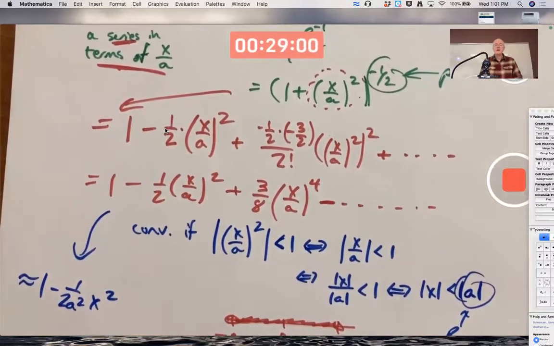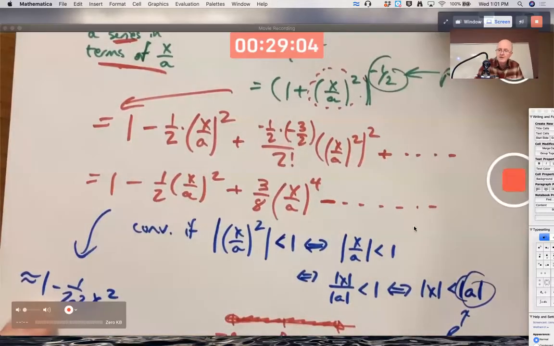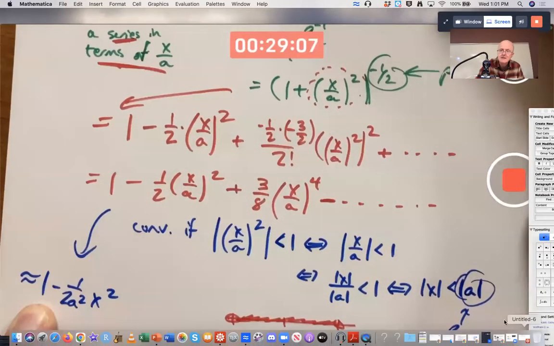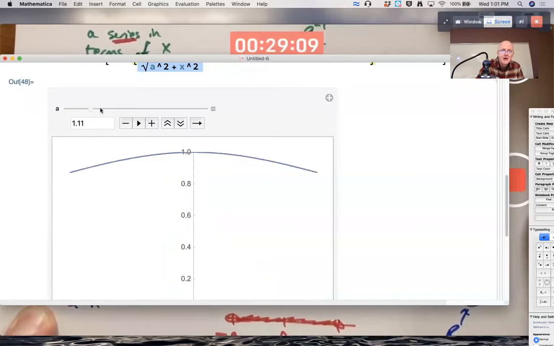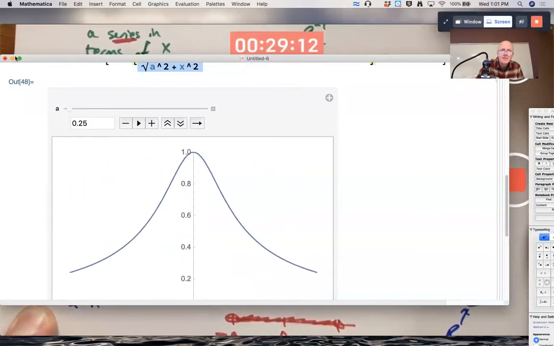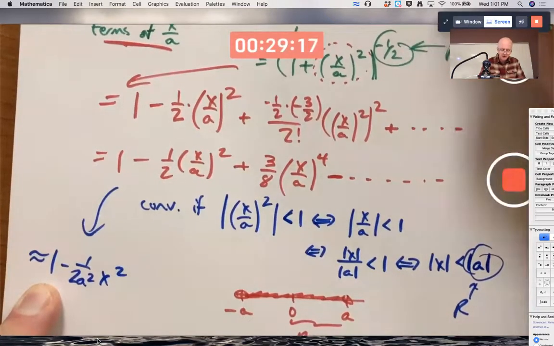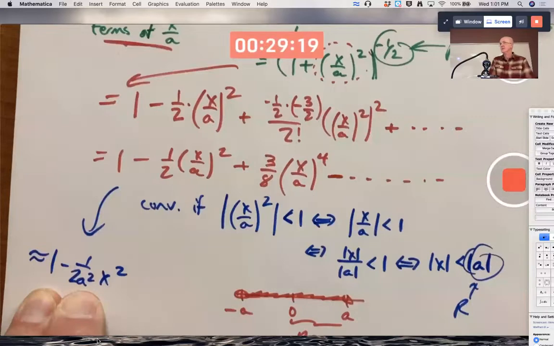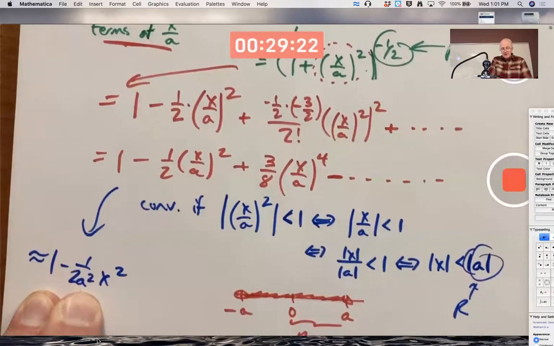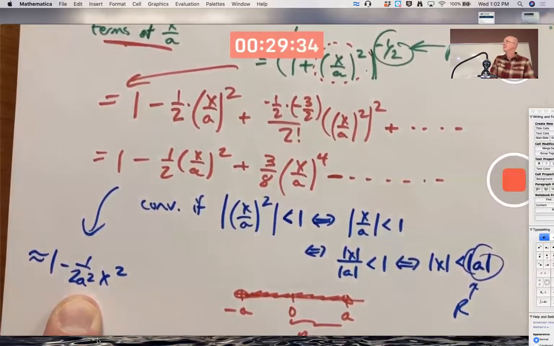I see that as a quadratic function in x with a y-intercept of 1. The y-intercept there stayed the same no matter what a is. That y-intercept is always the same. And as a increases, what's going to happen to this coefficient of x squared? Well, it's always negative. As a gets bigger and bigger, 1 over 2a squared is going to get smaller and smaller towards 0. If a is 10, 10 squared is 100, 2 times 100 is 200. This is 1/200th when a is 10.